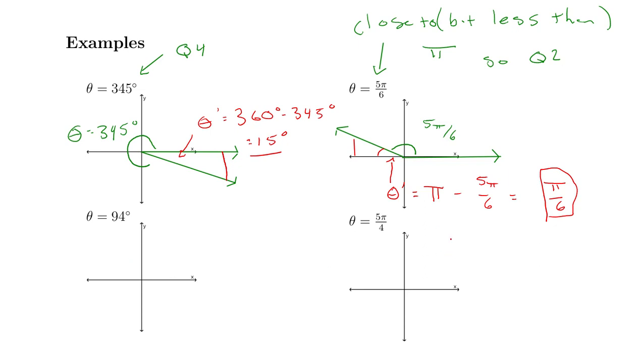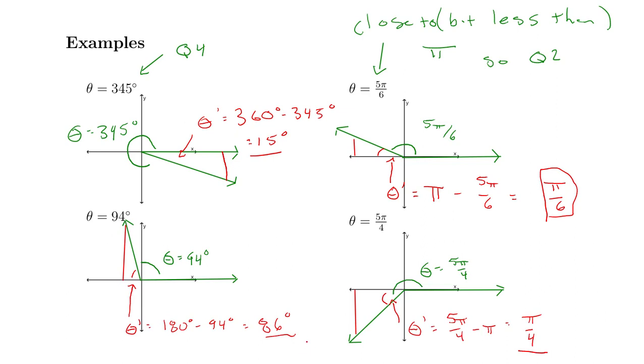I've got 2 more examples for you. I've got 94 degrees and 5 pi over 4. See if you can find some reference angles for those. I will let you pause the video, and then when you come back, I'll have some stuff drawn up and some work written out, so hopefully you'll be able to see exactly what's going on there. All right, go.